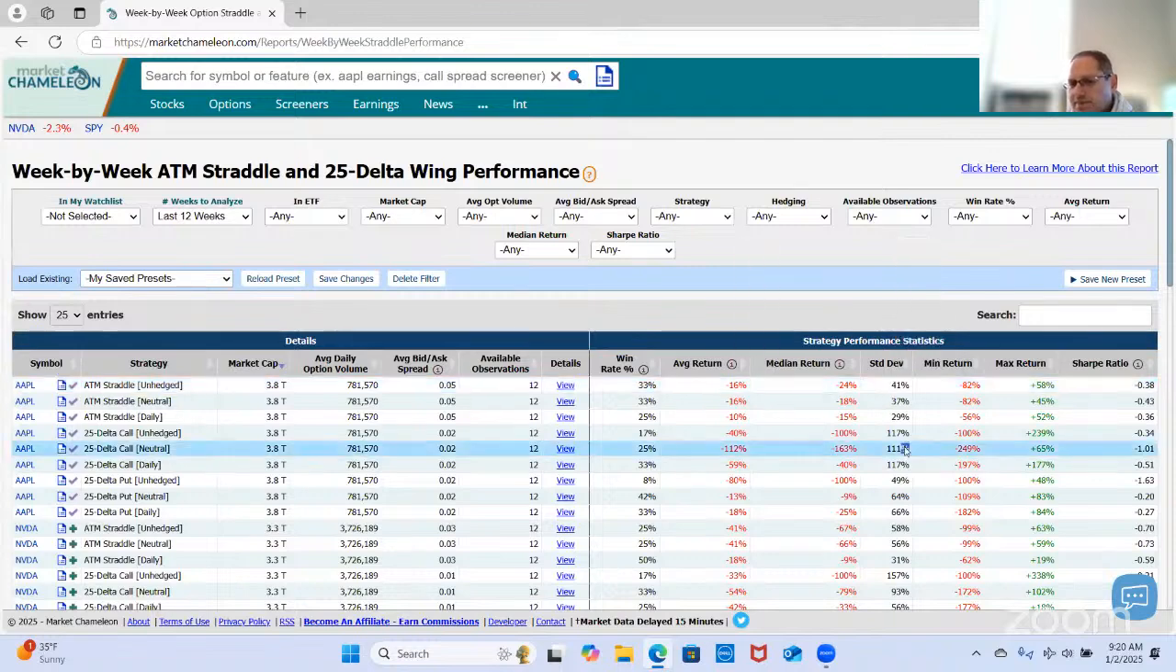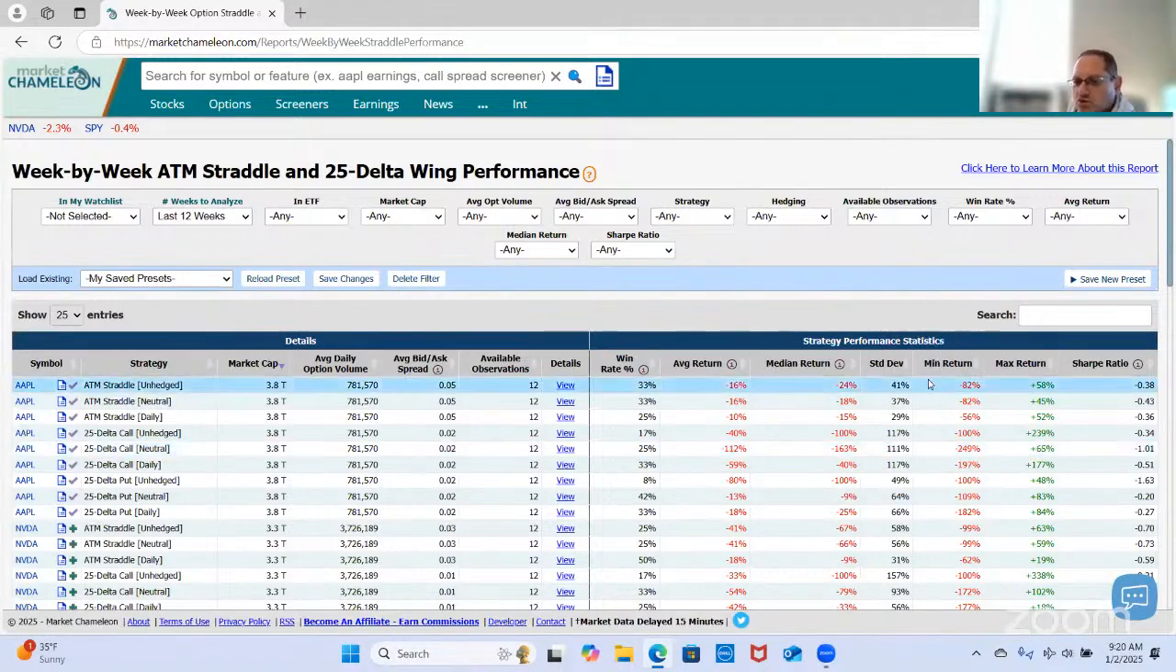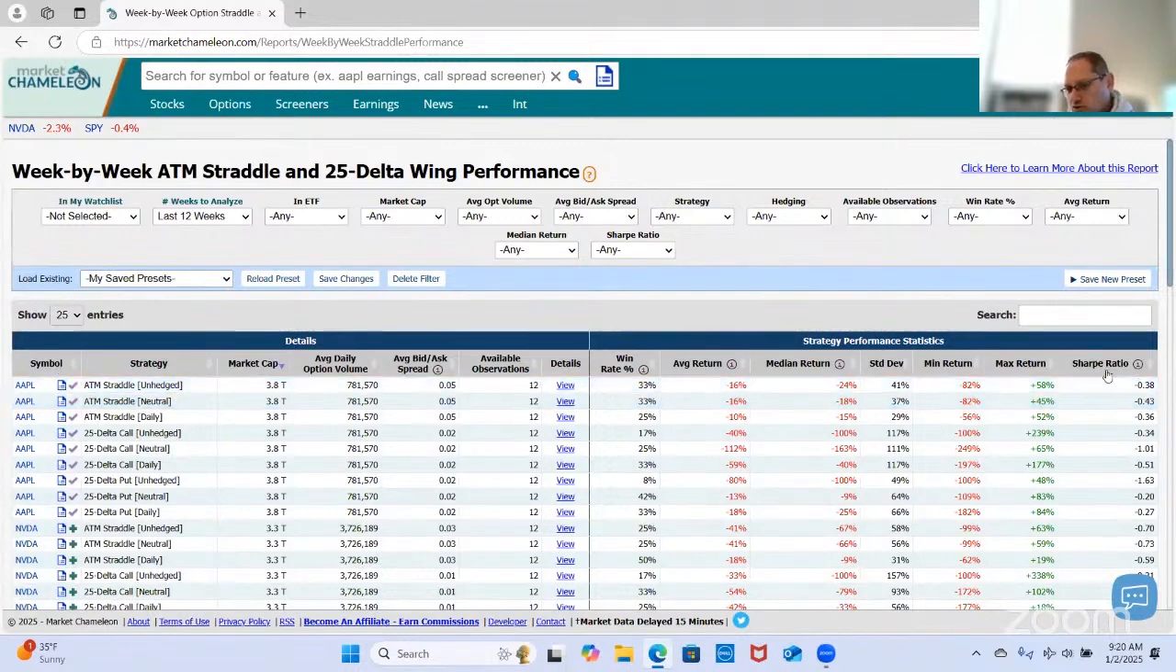And we'll use this over here on the Sharpe ratio, but I'm going to come back to this.